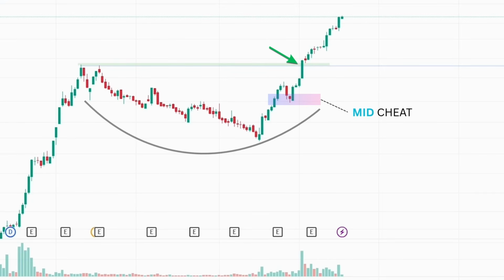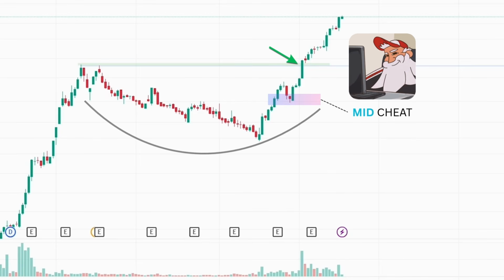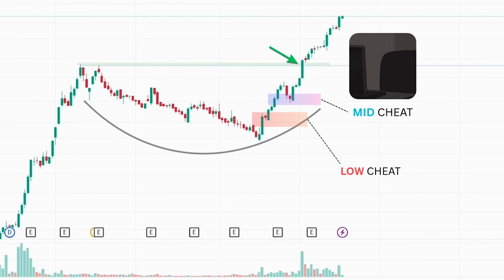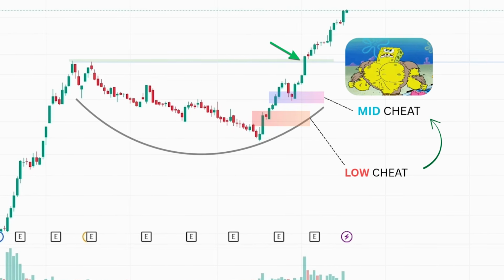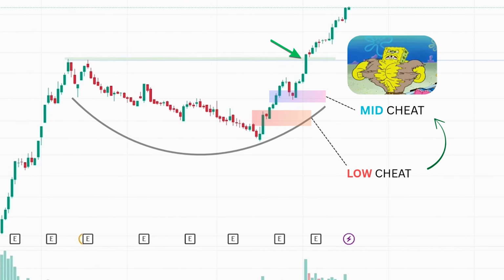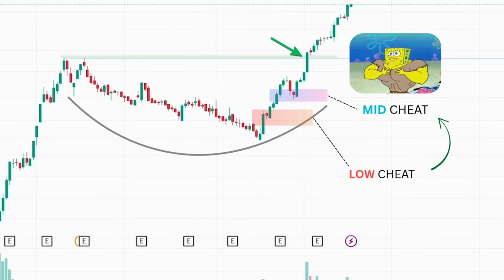This entry is for traders who want to anticipate the breakout slightly earlier while still watching for some confirmation that the setup is working. If you already have entered a bit at the low cheat, then adding at the mid cheat helps strengthen your position and build conviction as the setup develops. That's how you step into winning trades gradually rather than jumping all in at once.